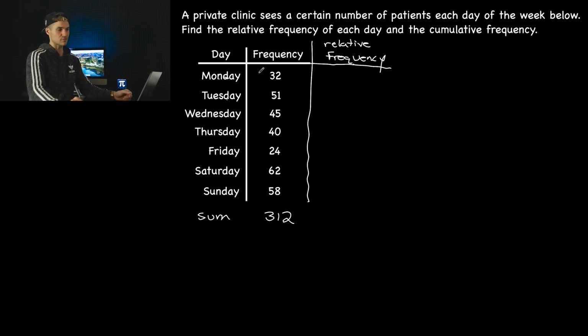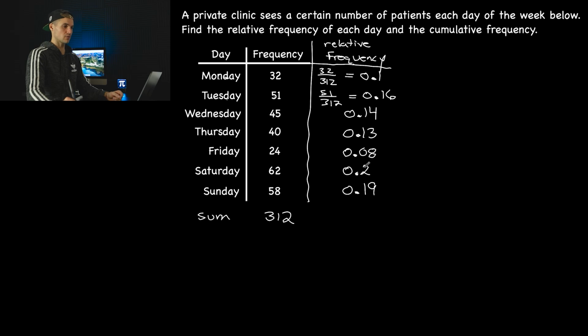To get the relative frequency for Monday, for example, you would do 32 divided by 312. Or to get the relative frequency for Tuesday, you would do 51 divided by 312. You basically take the frequencies and divide by the total for each day of the week. When you do all of those calculations, you'd end up with these values here. I rounded all of these to 2 decimal places, but you could round them to more decimal places if you want.